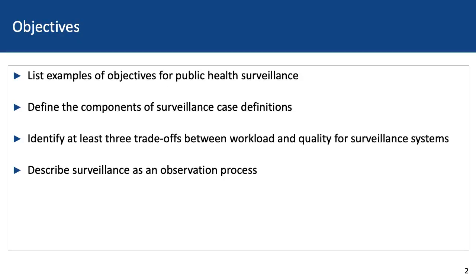I hope that by the end of this lecture, you'll be able to list examples of objectives for public health surveillance. You should be able to define the components of a surveillance case definition, including elements that may be related to person, place, or time. I hope you'll be able to identify at least 3 trade-offs between workload and quality for public health surveillance systems, as well as describe surveillance as an observation process.